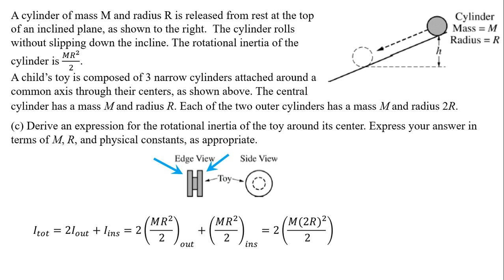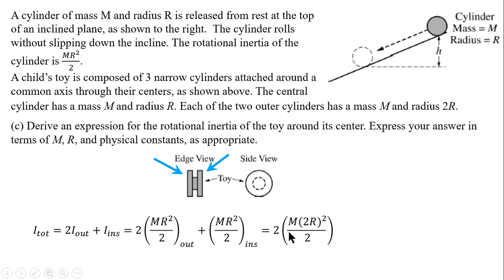Close parentheses. Wait a second. I don't understand, Mr. Cooper. Please explain. Okay, let's take a look here. Child's toy comes with 3 narrow cylinders. They're constant. Cylinder mass m, radius r. Each of the 2 outer cylinders has a mass of m and a radius of 2r.